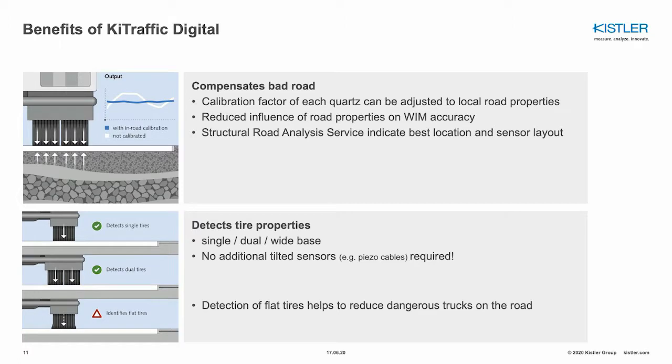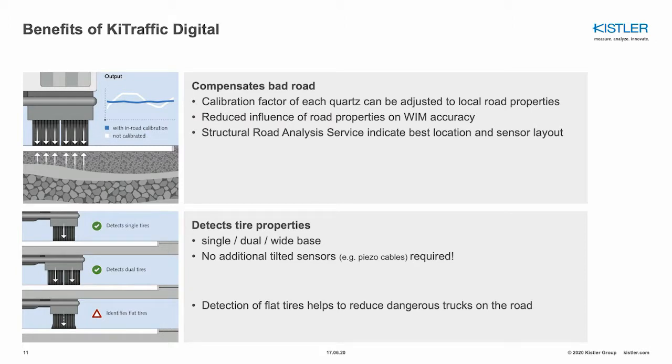So if you have on the one side of a road a very stiff subgrade, then you have another calibration factor there than on, let's say, the middle part where your road is maybe a little bit more soft. And this led to some WIM errors with existing technologies, but now can be easily compensated with the WIM sensor, Lineas Digital. And therefore, this sensor helps to reduce the influence of the road on the WIM accuracy.